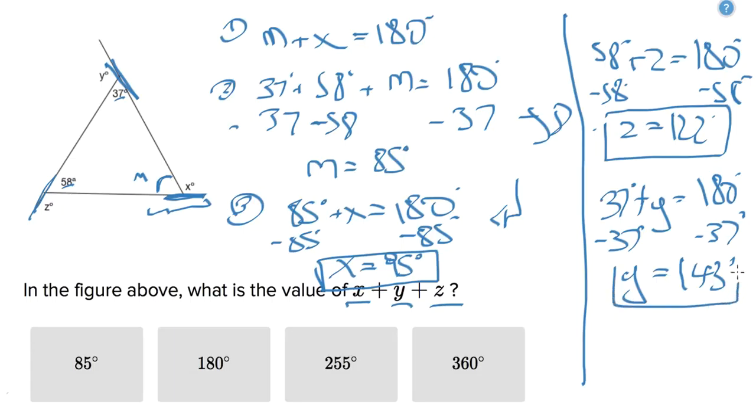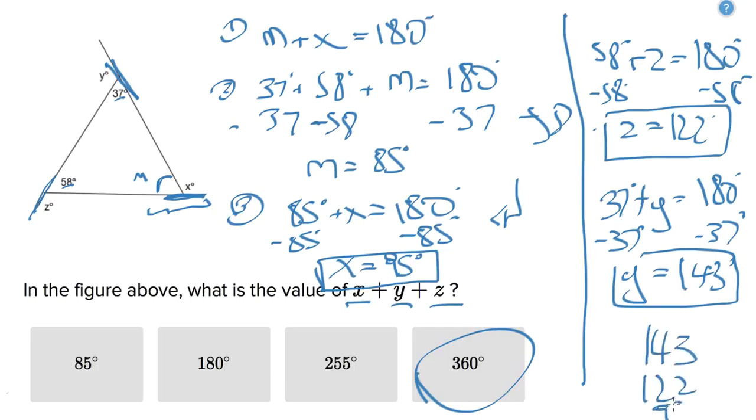So now that we've got the values for x, y, and z, we can go ahead and add them up. And hopefully something that you've seen already, you know the right answer is 360 degrees. If you go through the math here, 143 plus 122 plus 95 does in fact equal 360 degrees.